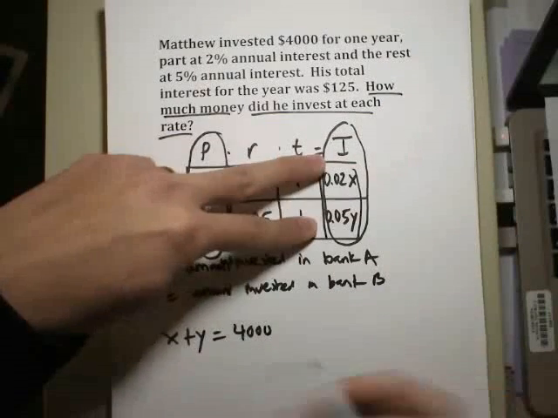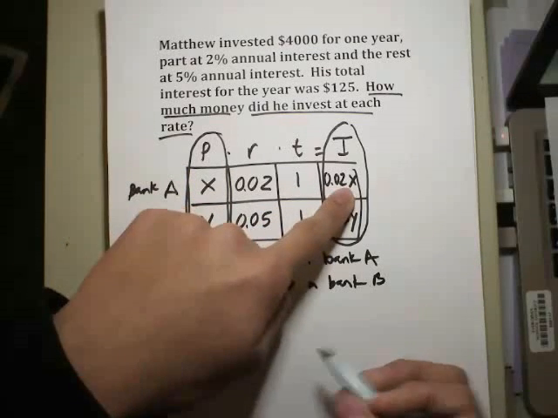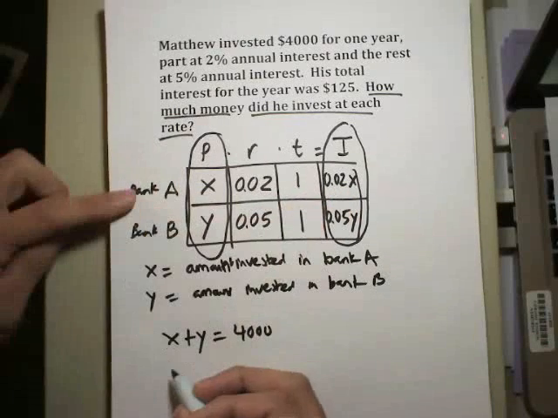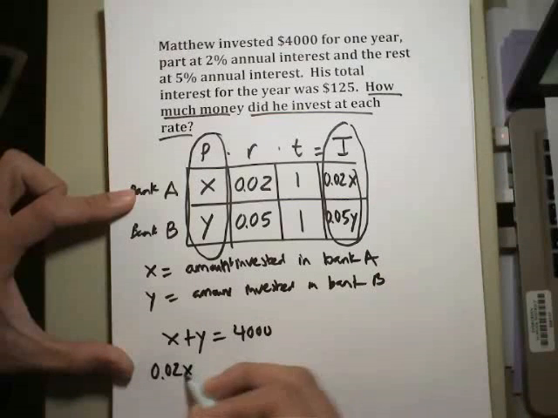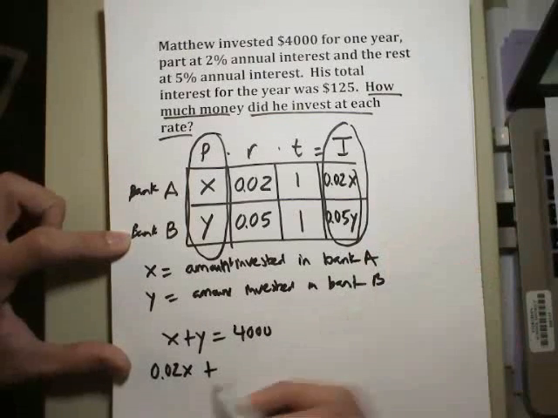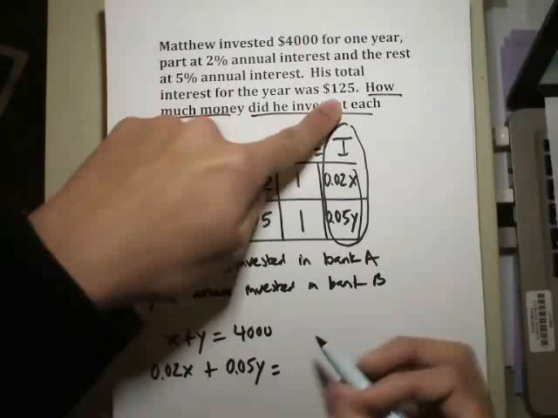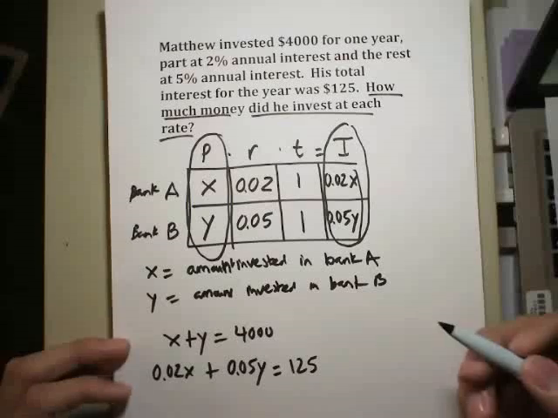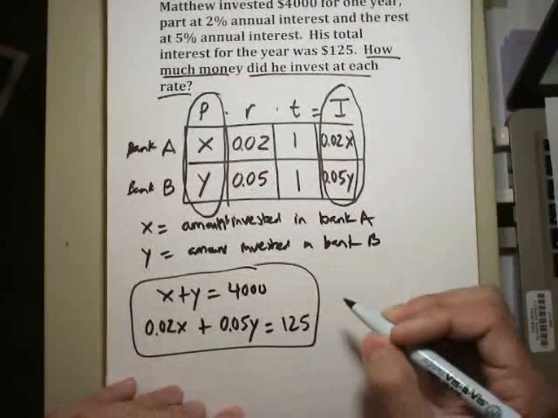For the interest now, well, the 2% here times the amount invested will give you the interest. So this is the interest from Bank A. Notice I'm just adding down here, and I'm also getting the interest for Bank B. The total interest from both banks, which is already given, is $125. So very similar to what we did with the dry and wet mixtures. And we got ourselves two equations. And from here, we can start using the substitution method to solve for our variable.